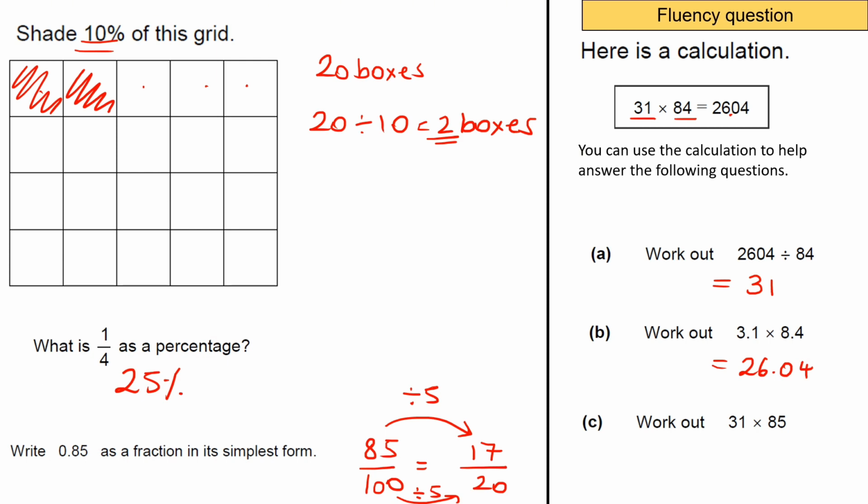So there are 84 lots of 31, 85 lots of 31. So I'm going to be adding another 31 to it, basically, is what I'm saying. So if you add another 31 to 2,604, it's going to be 2,635. You could, of course, just write this down and multiply and get your answer as well. So it's the same thing.